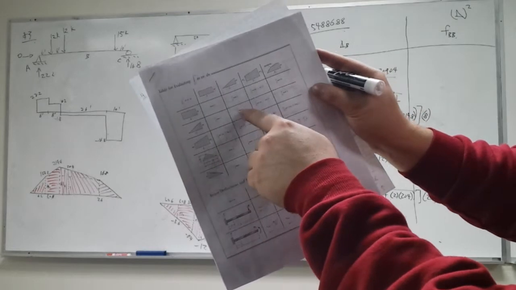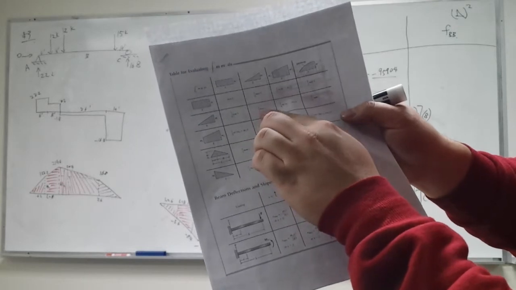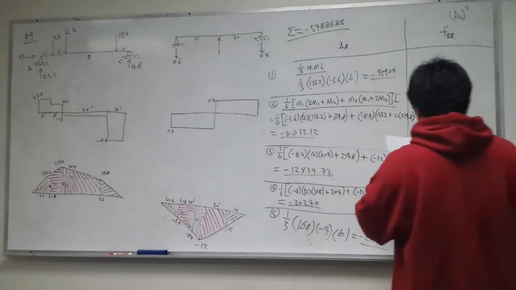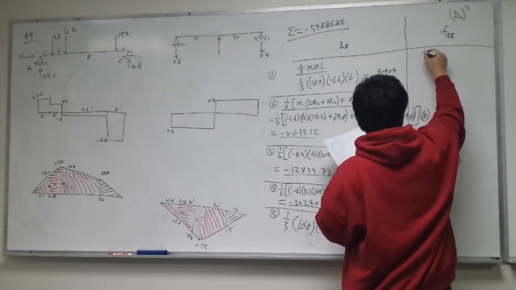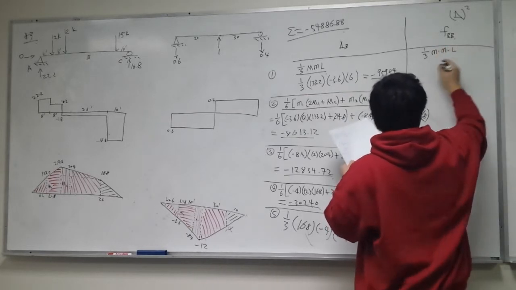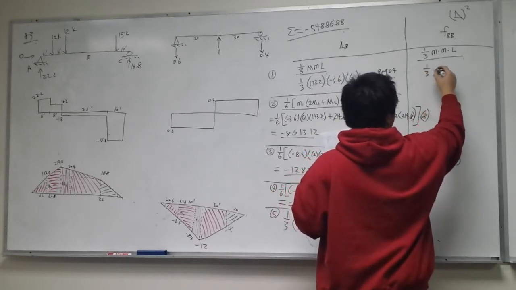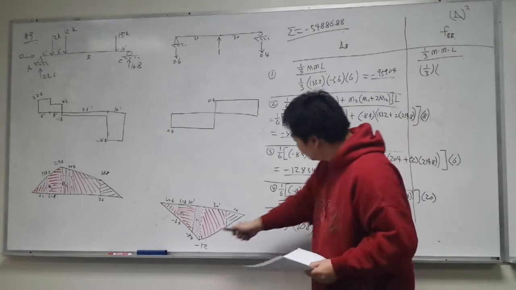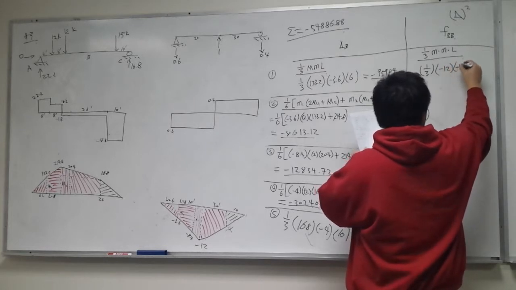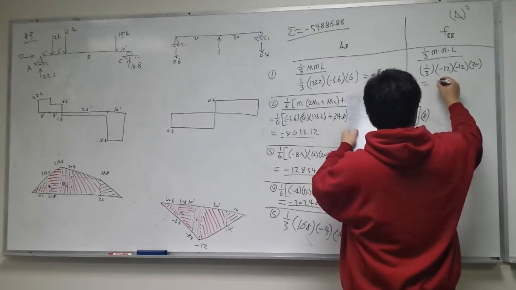Triangle times triangle, you use the same formula. But instead of big M times small m times L, we just take small m squared times L. So this formula is going to change to small m squared times L. You're going to have 1 over 3 times small m, which is negative 12, times negative 12 again, times the length, which is 20 for the first one. So you're going to have 960.